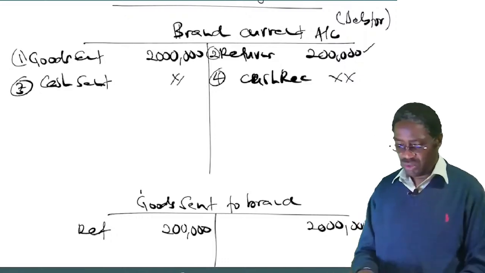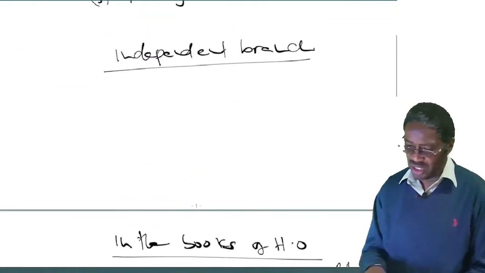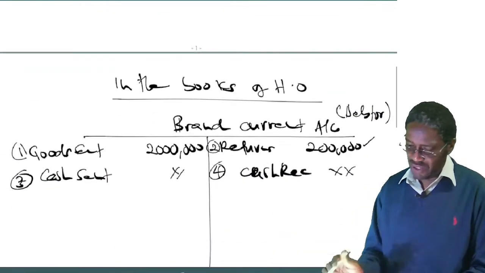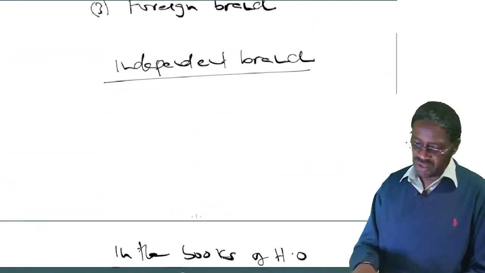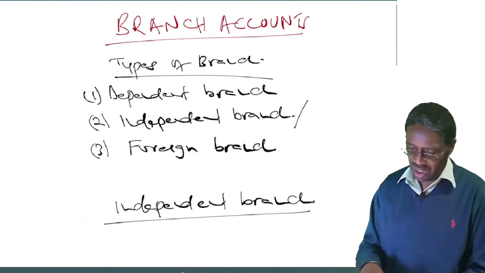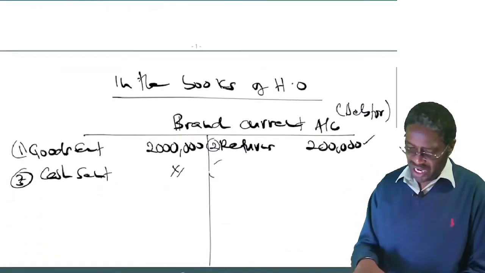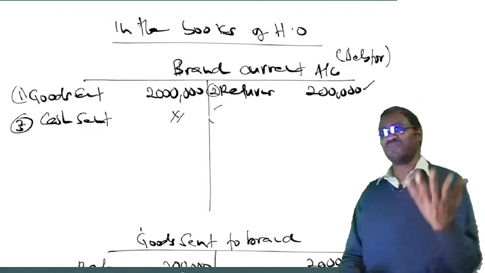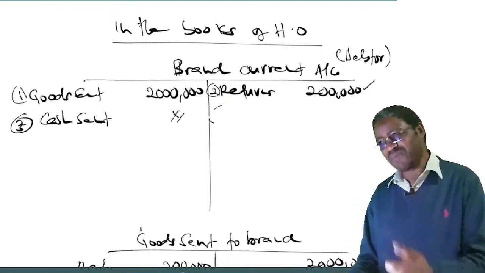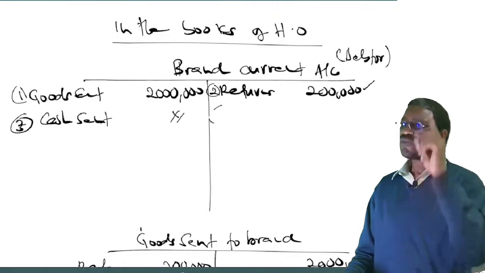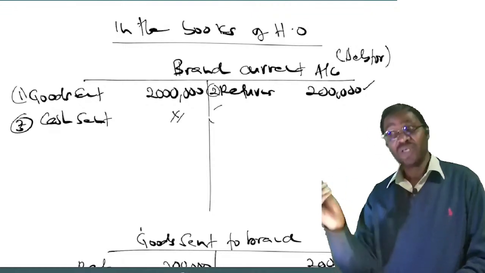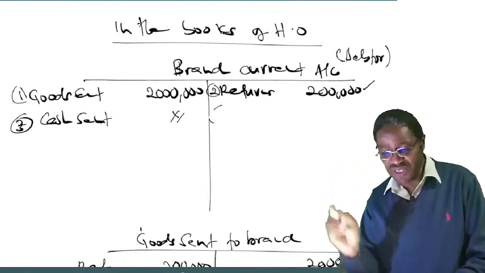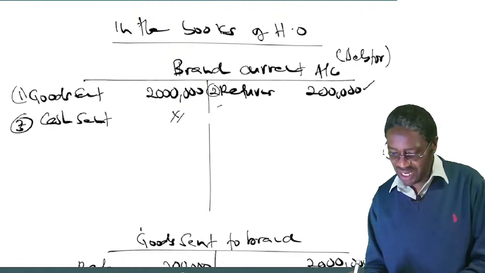No. Where am I? I'm recording it in the wrong place. Sorry, I was referring to the books of the head office. So let's go back to the books of the head office. With cash, it's the same. It's correct. With cash received from the branch, you as a head office, get the point now? You debit cash because you are receiving and you credit branch current account. It was correct.